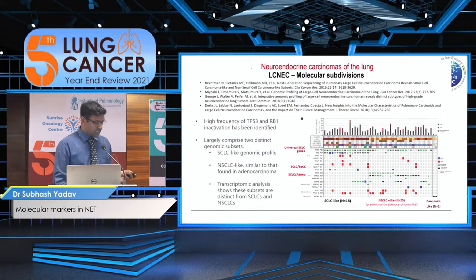In addition, they are divided into 2 groups. One has a small cell lung carcinoma-like genomic profile. So morphologically it may look like a large cell carcinoma, but its genomic profile is like a small cell. The other has some overlap with mutations seen in adenocarcinomas, be it PTEN, KRAS. So these 2 subsets are there for large cell neuroendocrine.